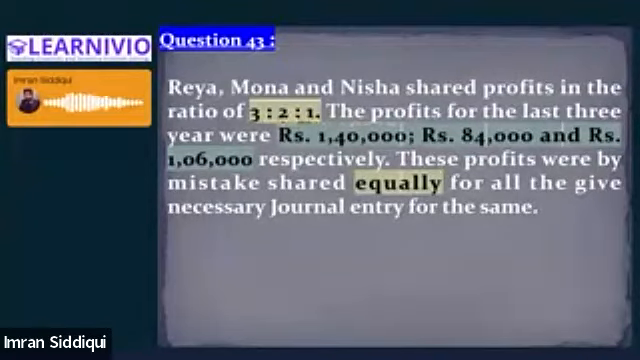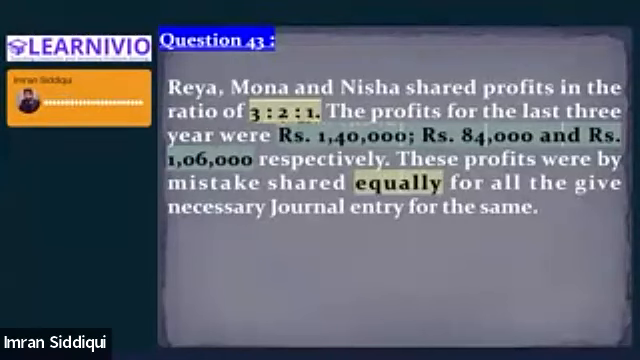So basically, the question says that there are three partners who shared the profit in the ratio of 3:2:1. For the last 3 years, whatever profit they earned in the partnership firm, they by mistake shared in the equal proportion instead of the profit sharing ratio. Now we need to make the correction by passing the journal entry for correcting the mistake. Let me show you how we'll solve this question.